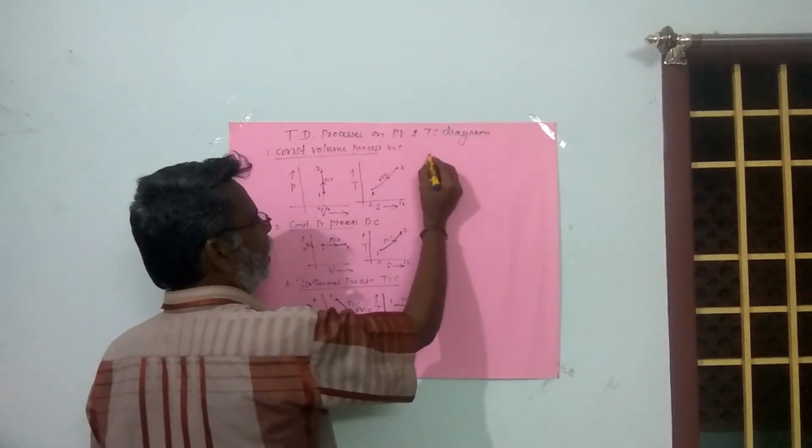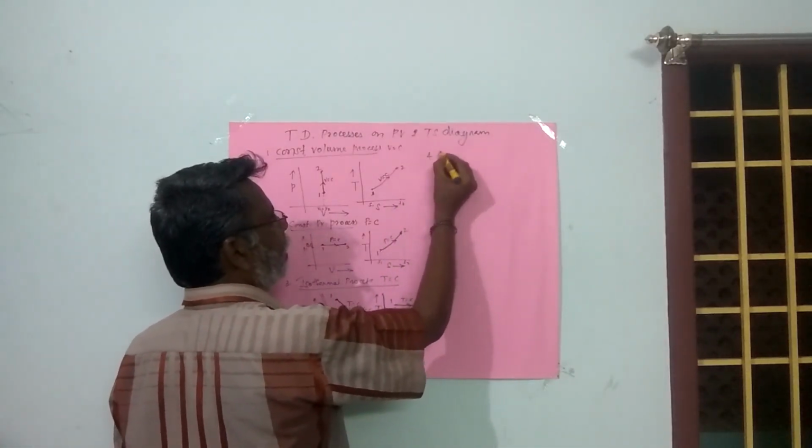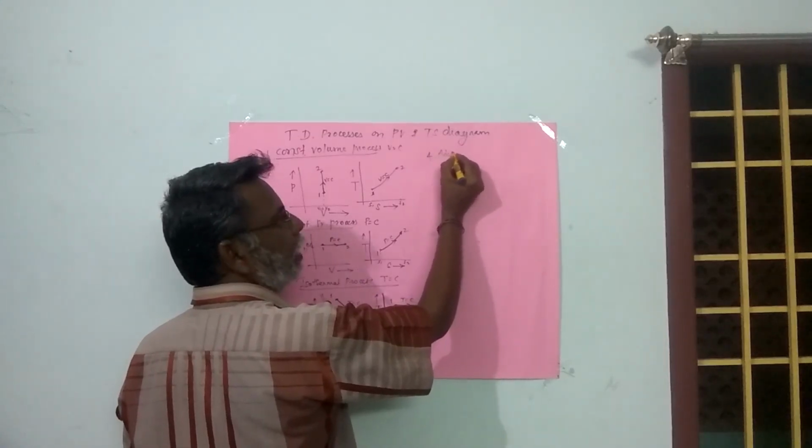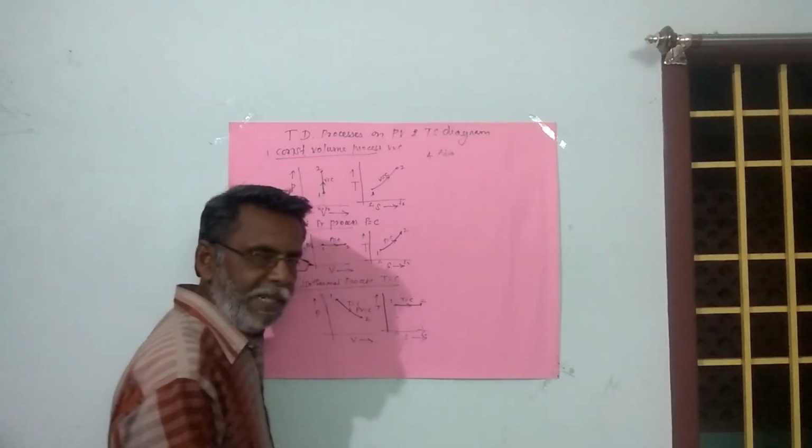Now let us see the fourth process, the adiabatic process. Another name is isentropic process.